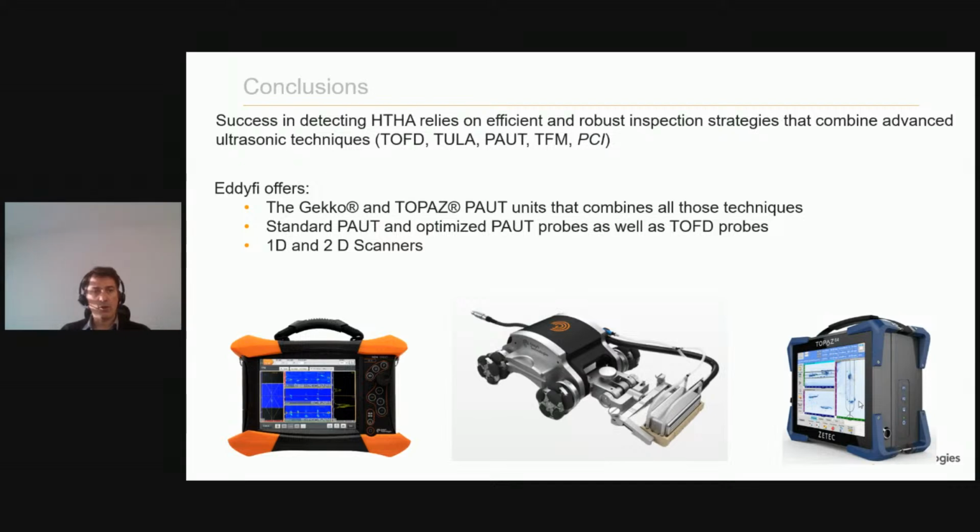And you can combine that to 1D or 2D scanners. So here I have an image of our sweeper, which is a 2D scanner. So the wheels, you can see here, are encoded in that direction, and there is another one underneath to encode in the other direction. So you can really do a raster scan, and you can see here the DLA probe, so the 2 times 64 elements, being used for the inspection of HTHA.